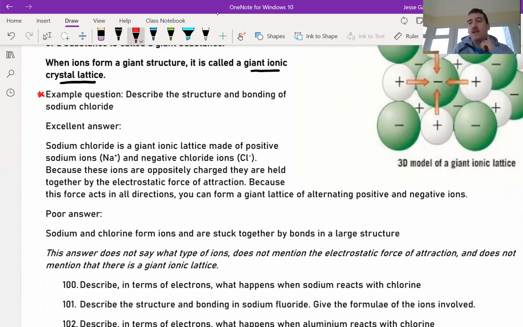Along with me, I'm reading this example question. Let's see what we're asked to do. We're asked to describe, so we're looking for a description. So this isn't going to be just a couple of words. It's going to have to be a description of the structure and bonding. I'm going to break that into two parts for myself.